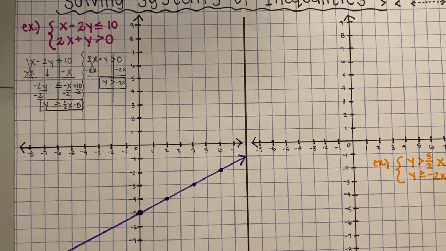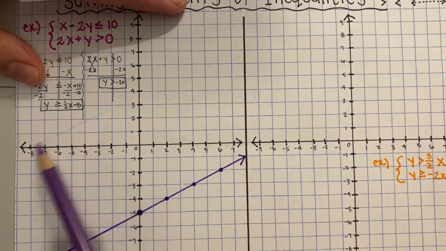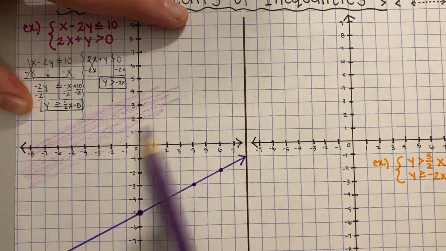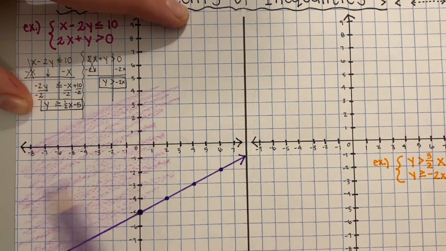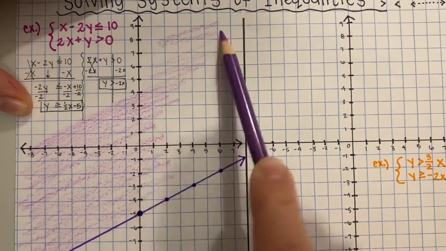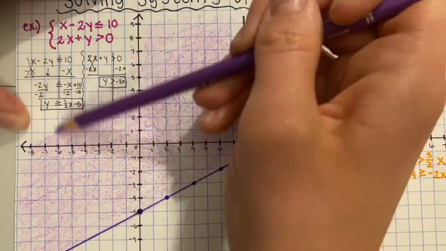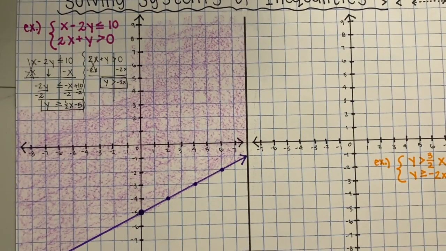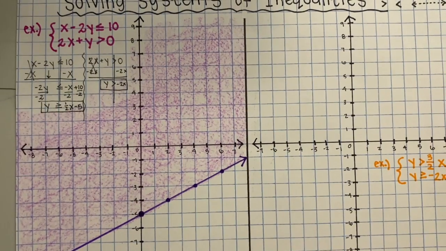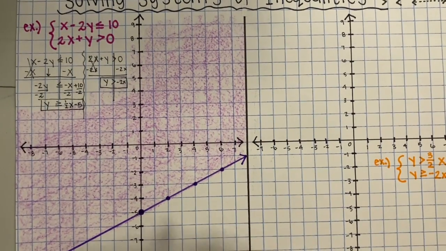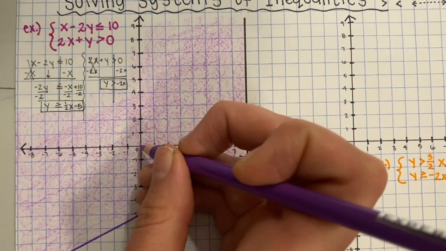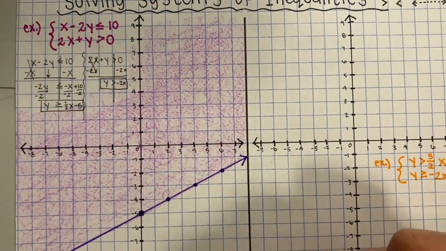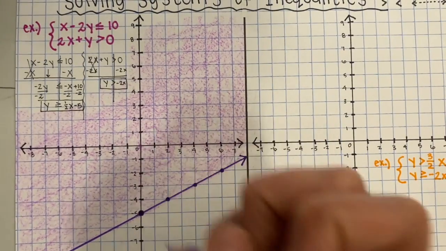Another way you can decide which way to shade is you can pick a test coordinate. So after I shade, I'll show you that. If I were to pick a test coordinate in order to figure out my shading, you would just pick something above the line or below the line. So I'm going to pick 0, 0. That's easy.